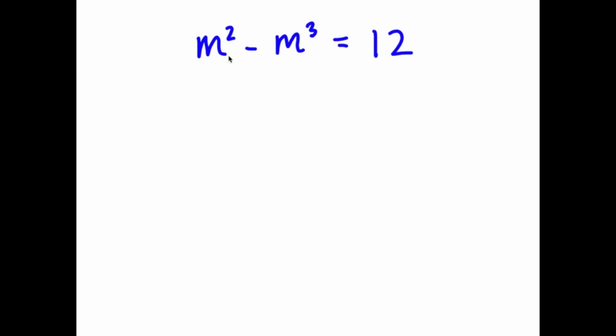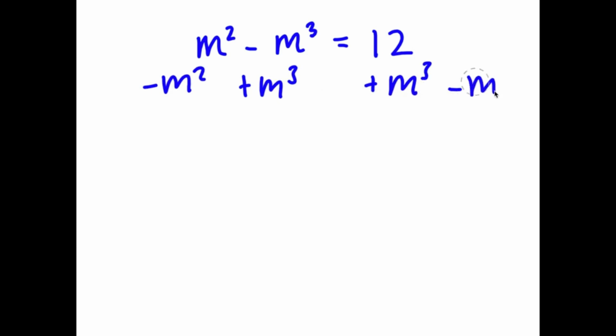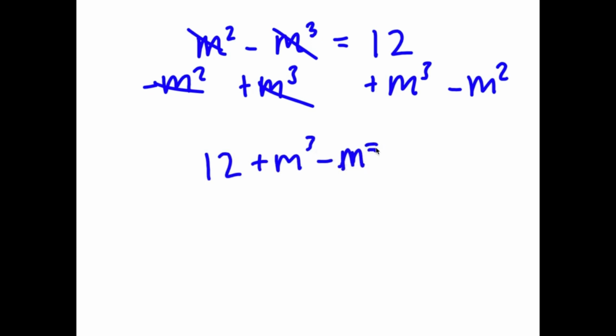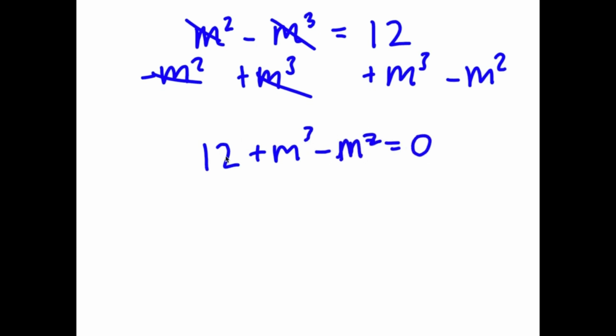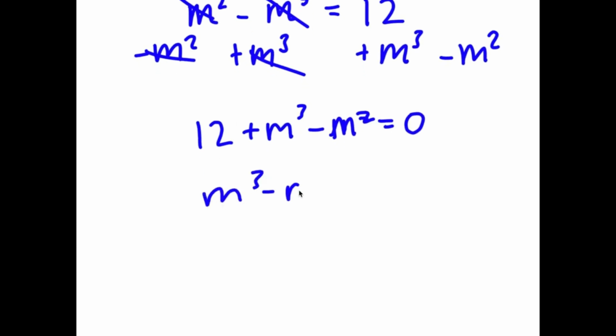Alright, so in this problem, I have m squared minus m to the power of 3 is equal to 12. To solve this, I'm going to first add m to the power of 3 on both sides and subtract m squared on both sides. Then these two cancel out, and now I have 12 plus m to the power of 3 minus m squared is equal to 0. Now I'm going to rewrite this as m to the power of 3 minus m squared plus 12 is equal to 0.